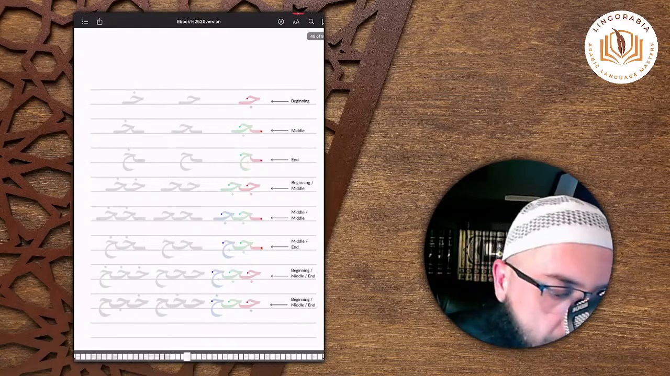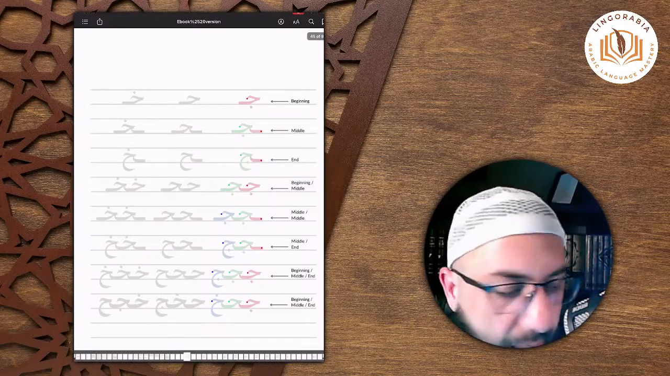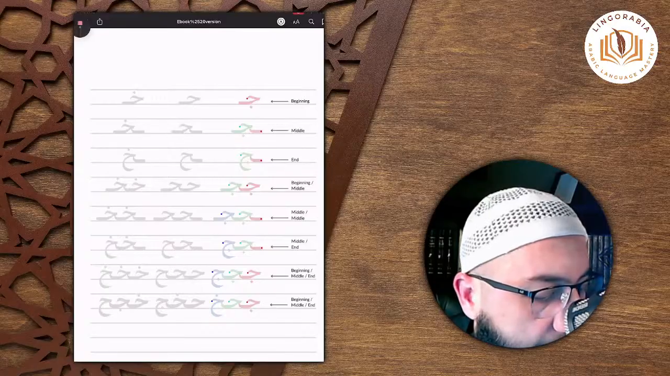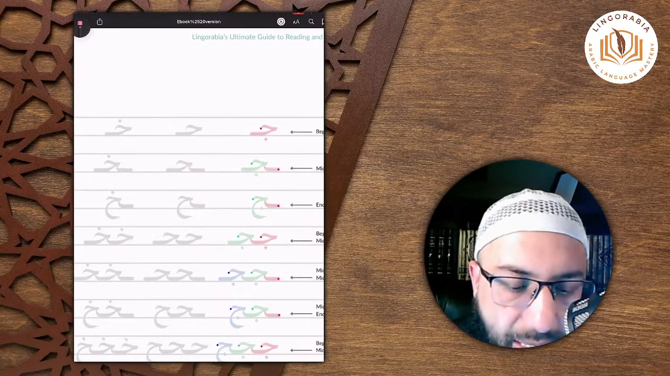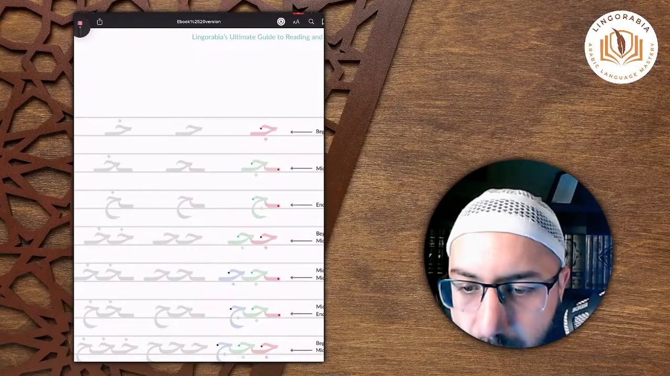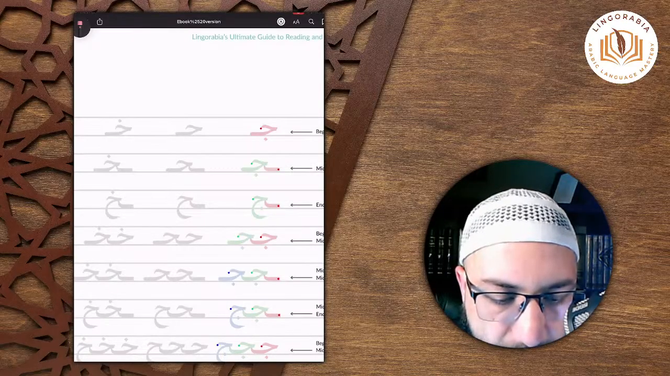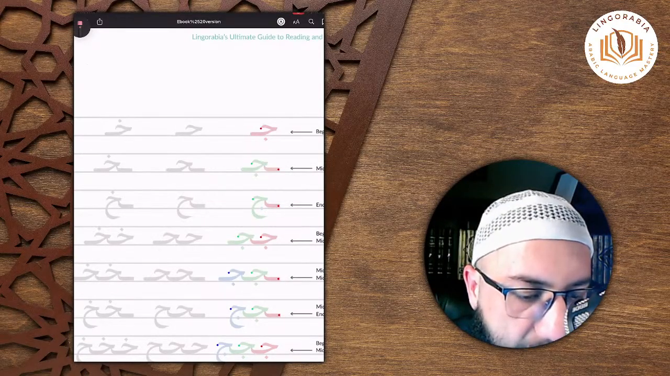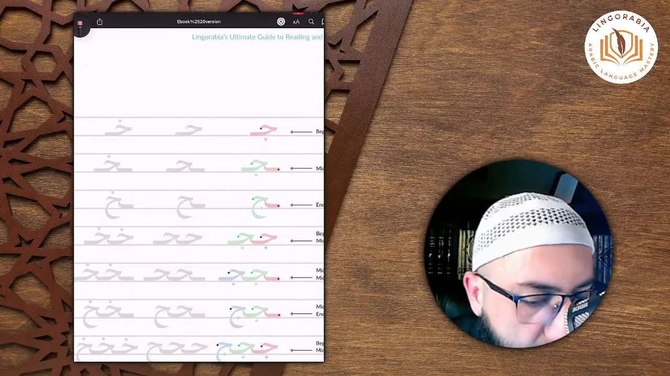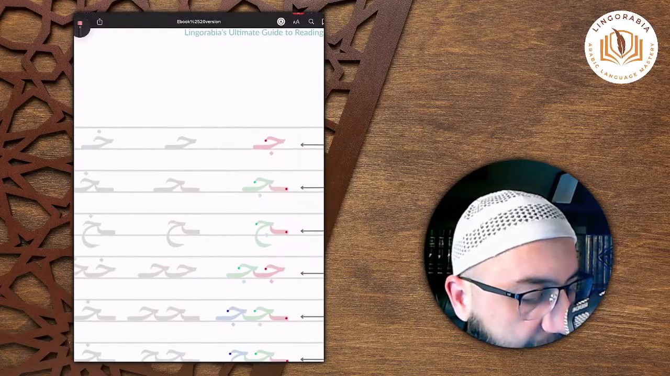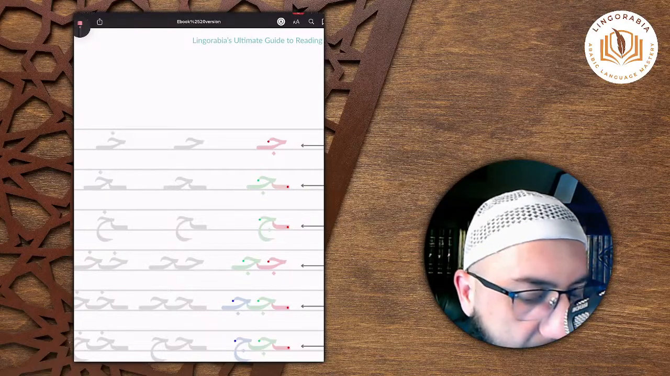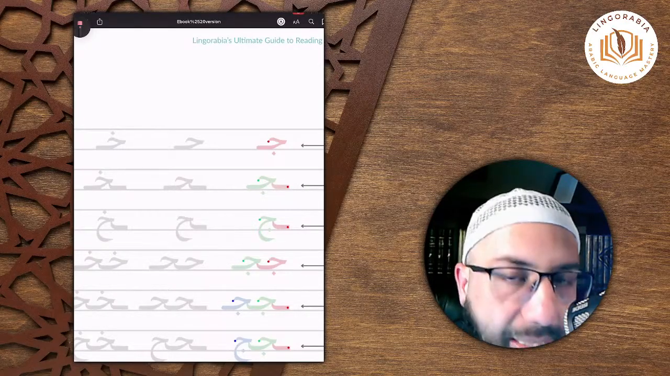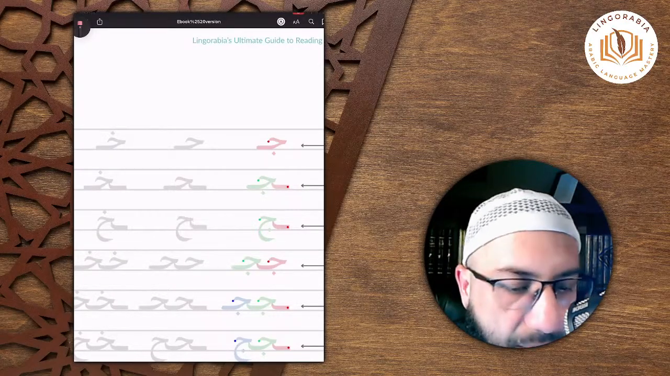Okay. So when it comes to the writing of the jim and the ha and the kha, when it comes to the writing of these letters, guys, then what happens is that in the beginning you write them similar to each other. Okay, the writing is identical, is similar.